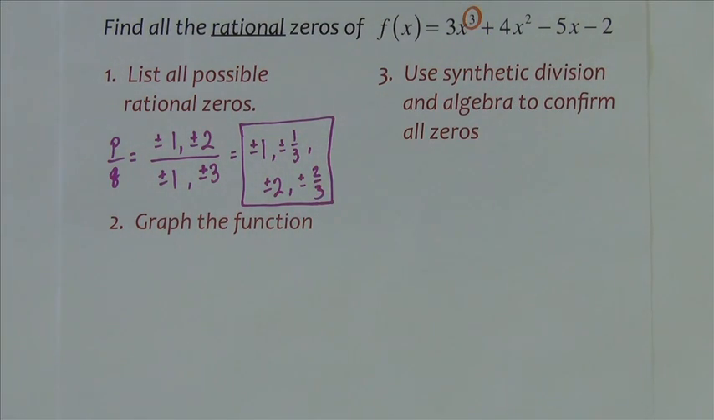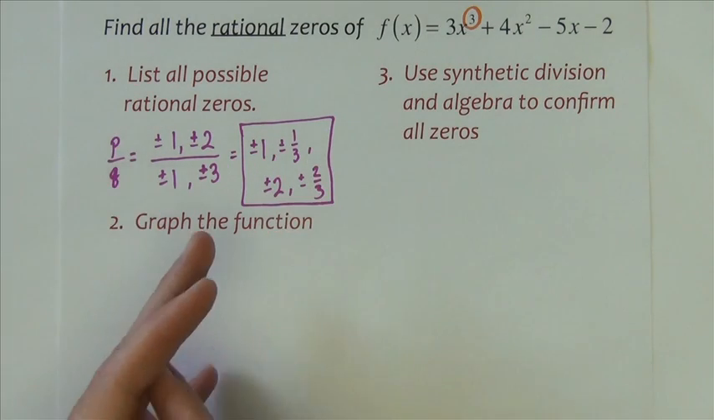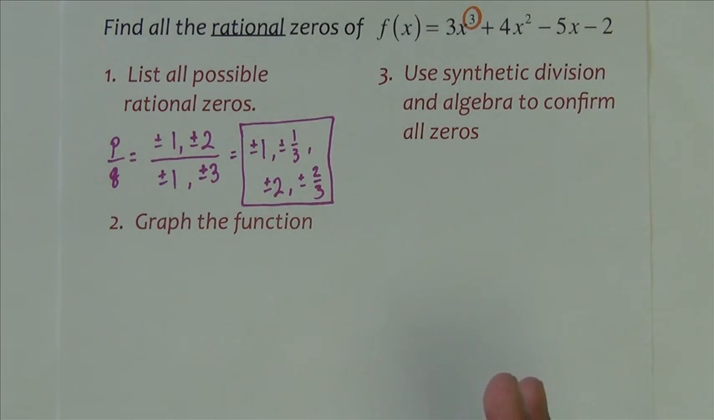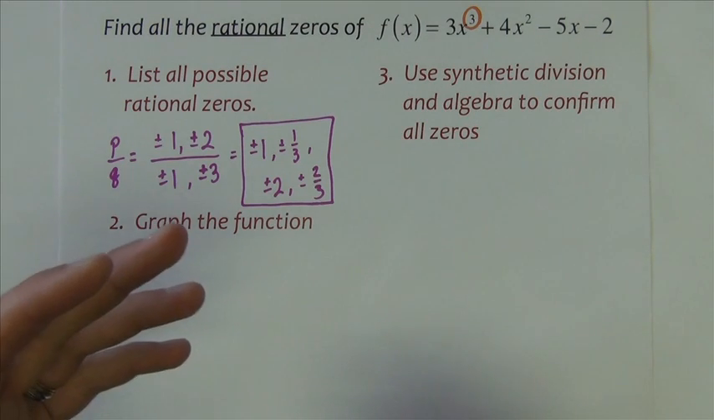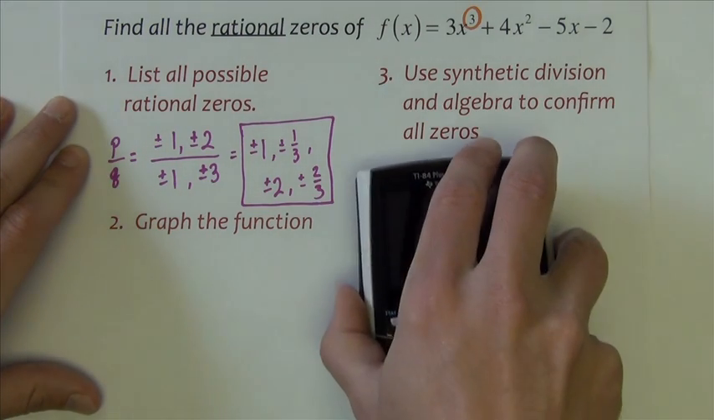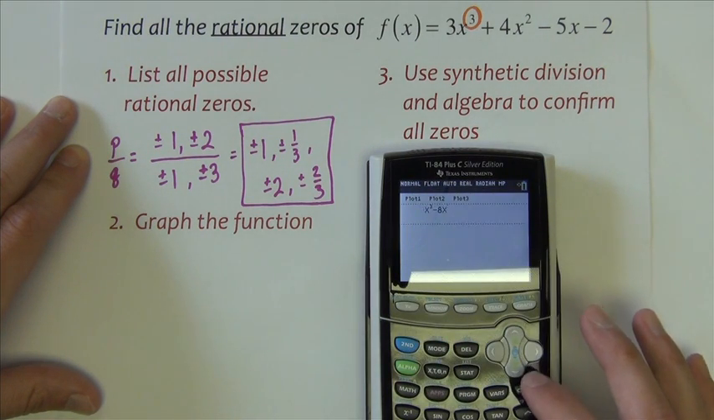So from here we've got 2 options. We could just go with blind guessing. Let's guess 1/3 is a 0, and then do synthetic division to see if it is. And if it's not, then we take 1/3 off the list and try something else, but we're just blind guessing. I don't like the blind guessing game, so what I'm going to do next is graph the function.